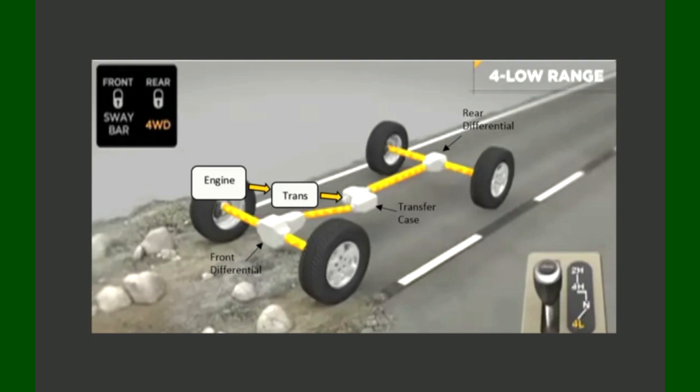Now, as you can see, you have the transfer case, the engine, and you also have the rear differential, all working with each other in order to go over steep inclines using the crawler gear.